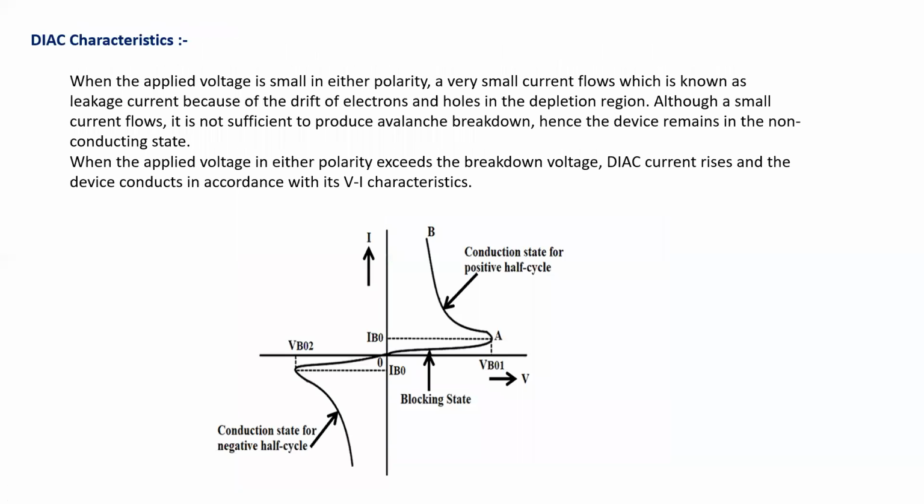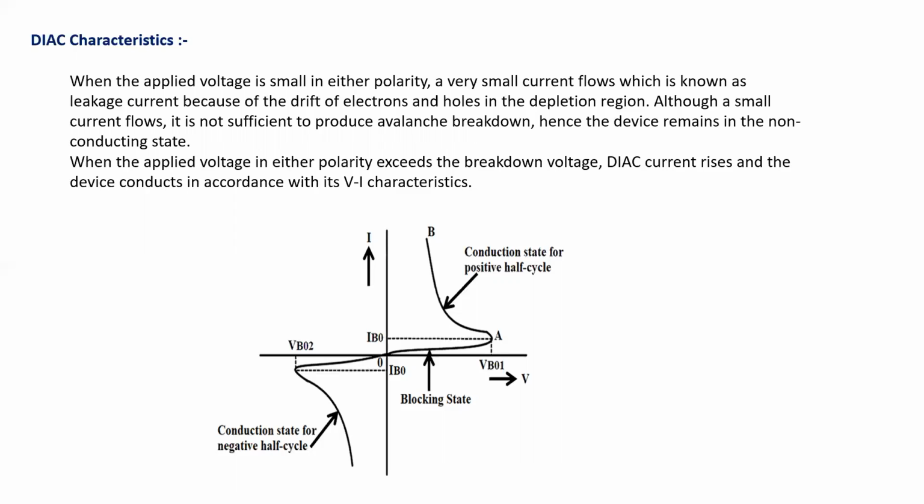Now let us see the characteristics of DIAC. As we know that it is a bidirectional device, that means DIAC conducts in the first quadrant as well as in the third quadrant. The device comes into conduction when either polarity is positive. In short, we say that the device comes into conduction when avalanche breakdown is going to occur.